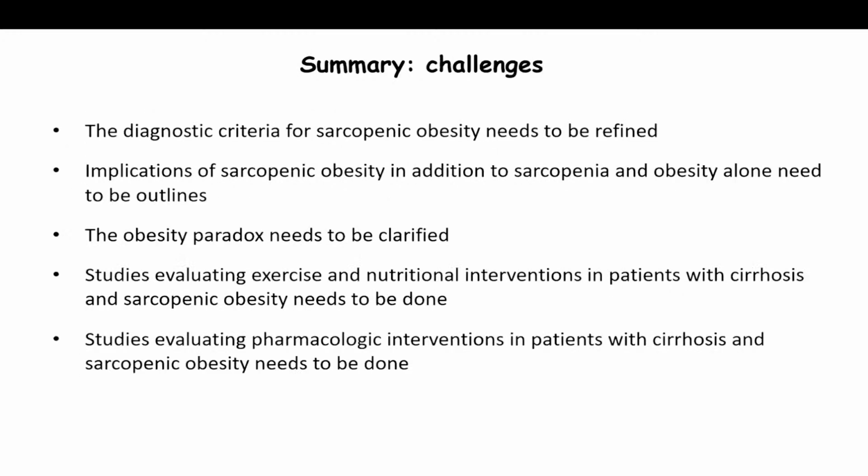So in summary, what are the challenges? The diagnostic criteria for sarcopenic obesity need to be redefined. The implication of sarcopenic obesity, in addition to sarcopenia and obesity alone, needs to be outlined. The obesity paradox needs to be clarified, and studies evaluating exercise and nutritional intervention in patients with cirrhosis and sarcopenic obesity need to be done. And studies evaluating pharmacological intervention in patients with cirrhosis and sarcopenic obesity need to be done.